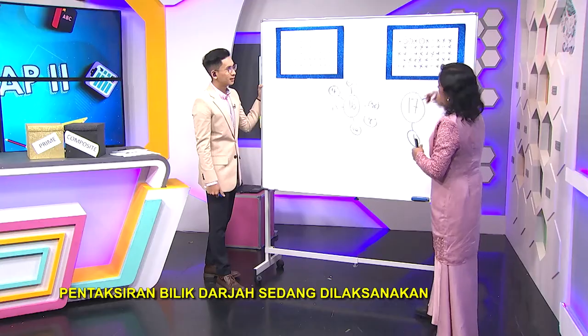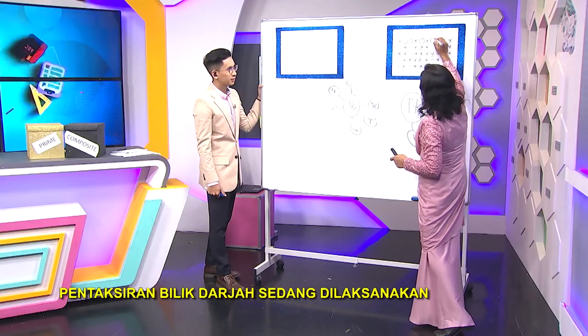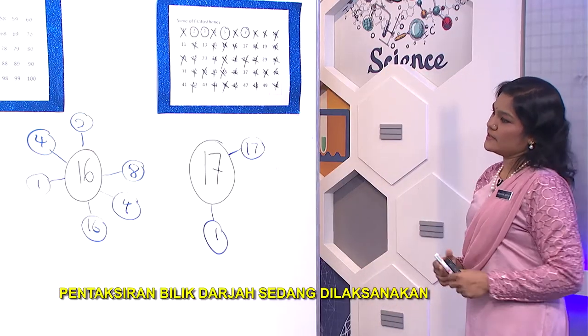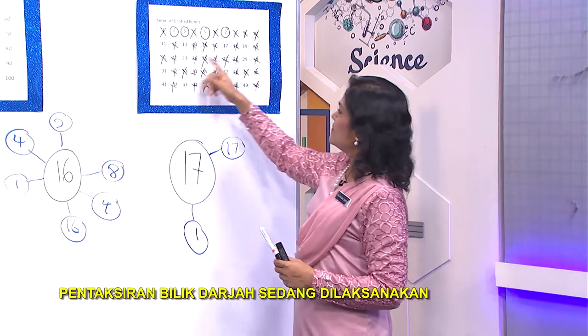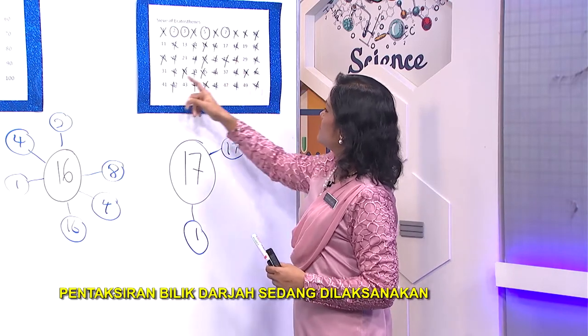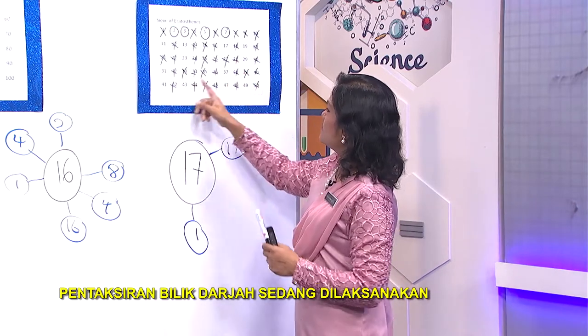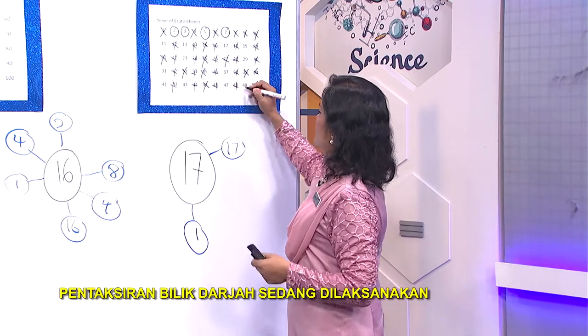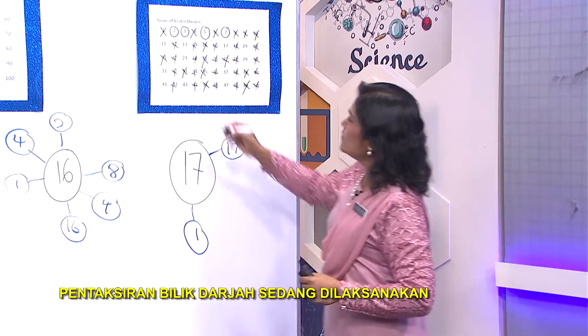6 is already an even number. And then we circle the 7. 7 is a prime number. You cross out all the multiples of 7. Okay. So 7 times 2, 14 already. 7 times 3, 21. 7 times 4, 28. 35, 49. Yes. Okay. Now we move to 11.